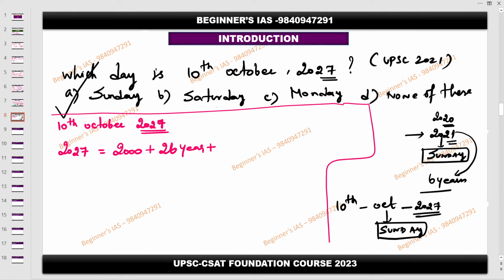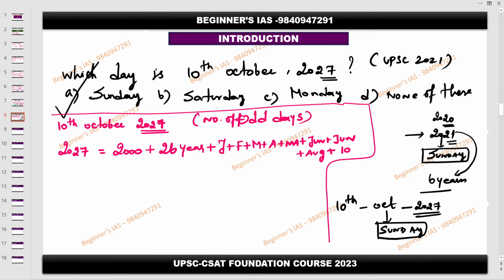Now listen. After completing the full 26 years, how many months are there? January, February, March, April, May, June, July, August. How many odd days are there with respect to October? 10. Understood? Since you need to identify the number of odd days, that is going to be your answer. Simple. Sir, what about September, sir? August, September, October. Fine. Then we will take September as a week in the calendar. Fine, Dinesh. Now listen. This 2000 is completely divisible by 400, right?